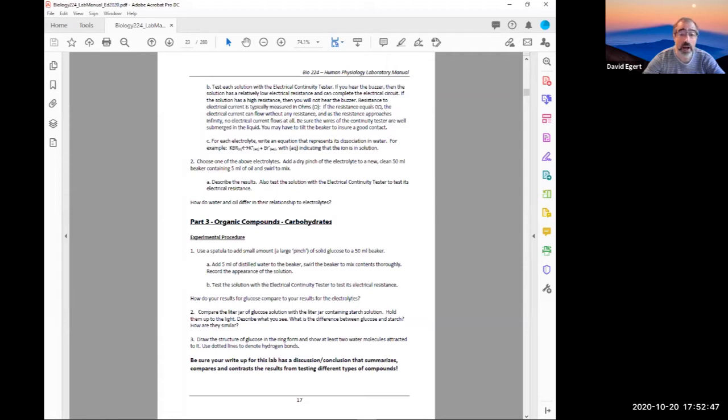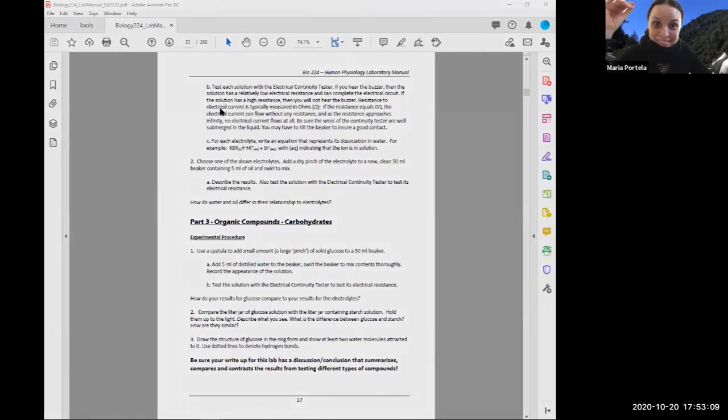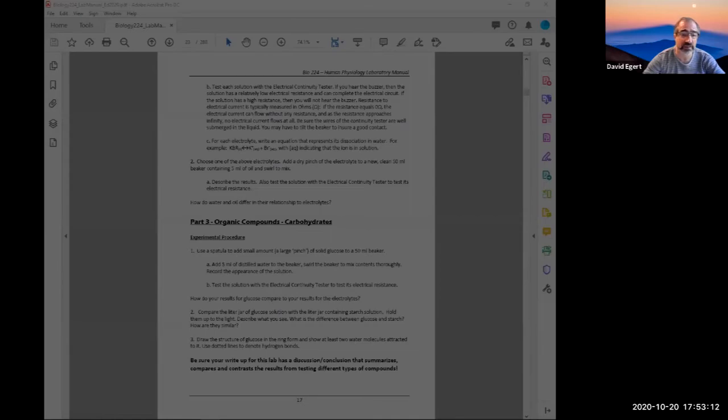What's different about glucose and salt that made them act so differently when you put them in water? Glucose doesn't dissociate, it just dissolves, so it's not a conductor of electricity in the same way as a salt. And why does salt dissociate? Because of its bonds, and what kind of bonds does it have? Ionic. So remember the difference between ionic bonding versus covalent bonding, and all that.